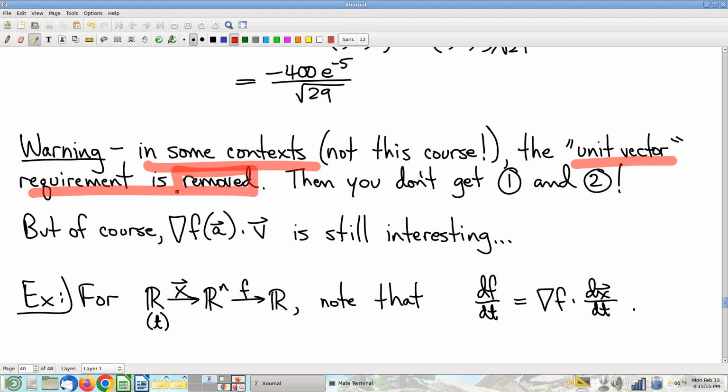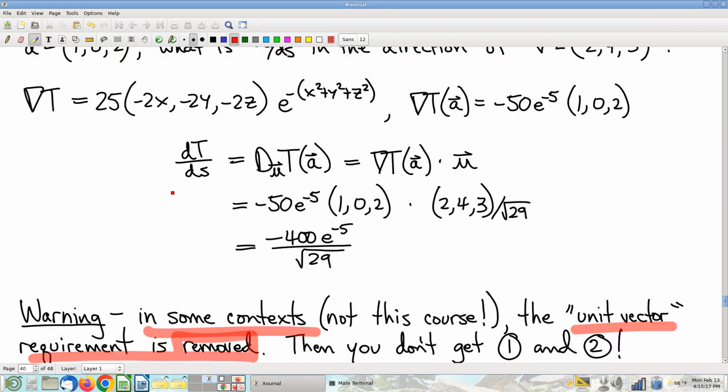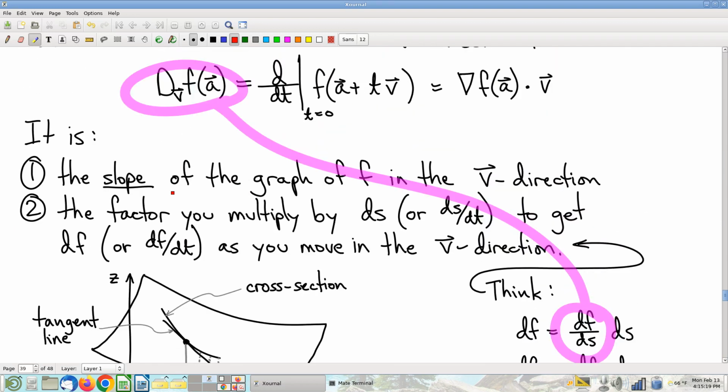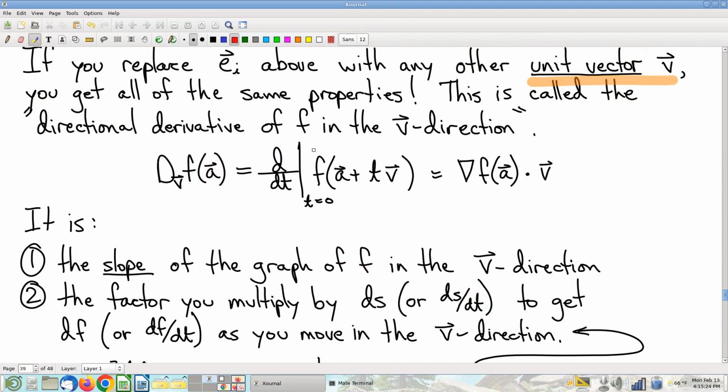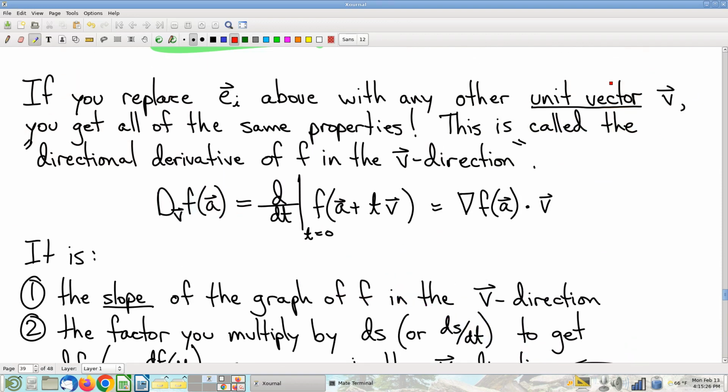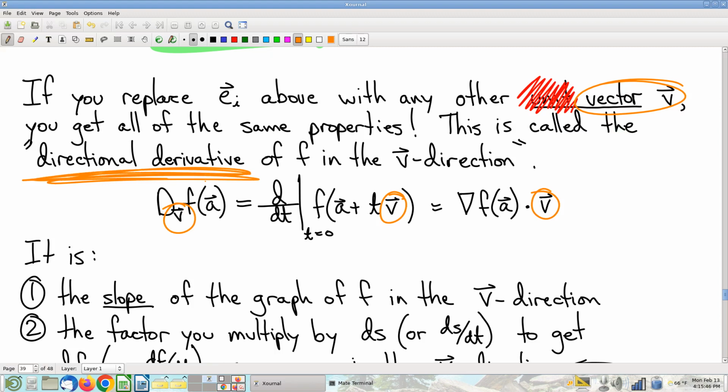is removed. In some contexts, heads up, they will define directional derivative as follows. They will just scratch out the word unit and say, oh yeah, any vector v, whatever your vector v is, fine. You can use that vector. You put it in all the same places, and then they use the term directional derivative, etc.